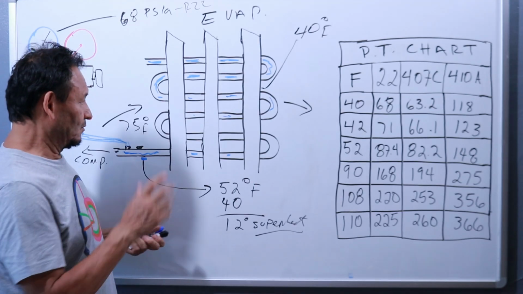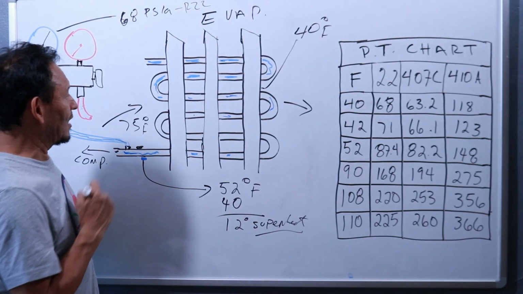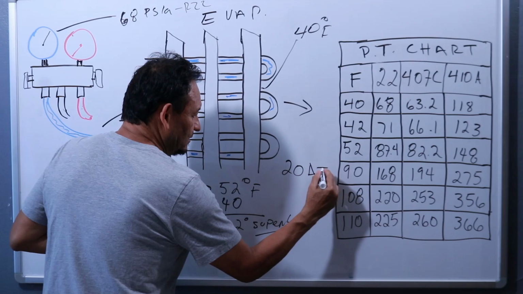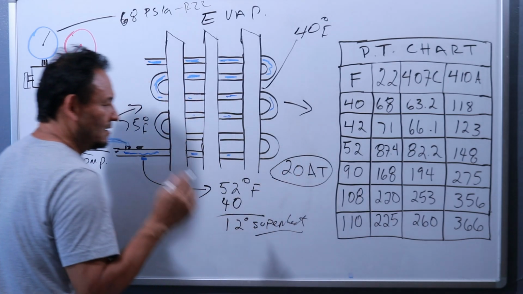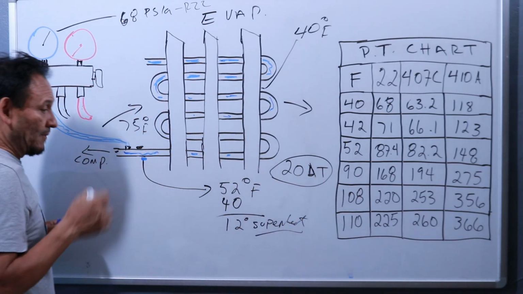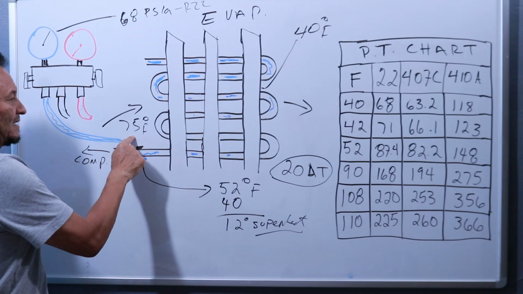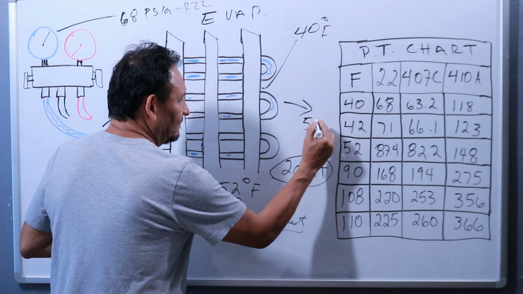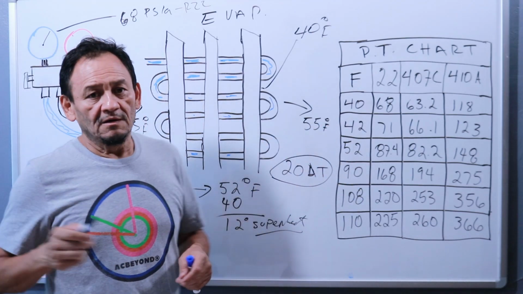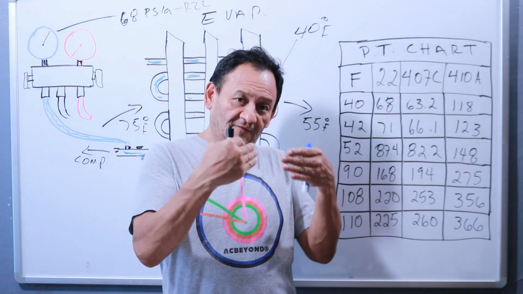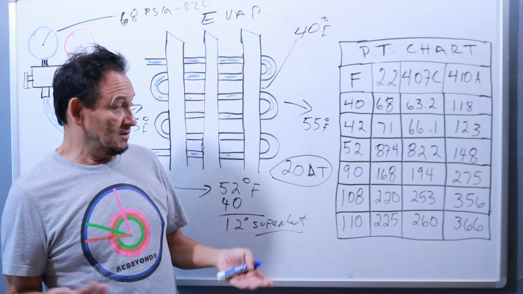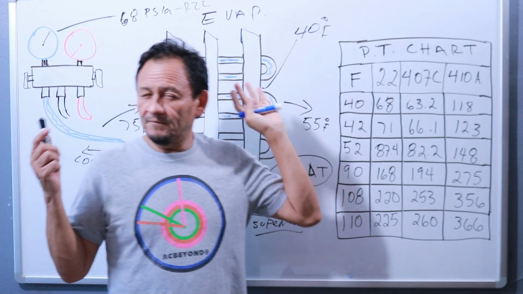The other thing I mentioned before is that we want to maintain a 20 degree delta T, a 20 degree temperature difference. If it's coming in at 75, leaving is going to be 55 degrees Fahrenheit. Where the air filter goes, the air coming in and the air coming out should differ by about 20 degrees. That's one thing with R22.